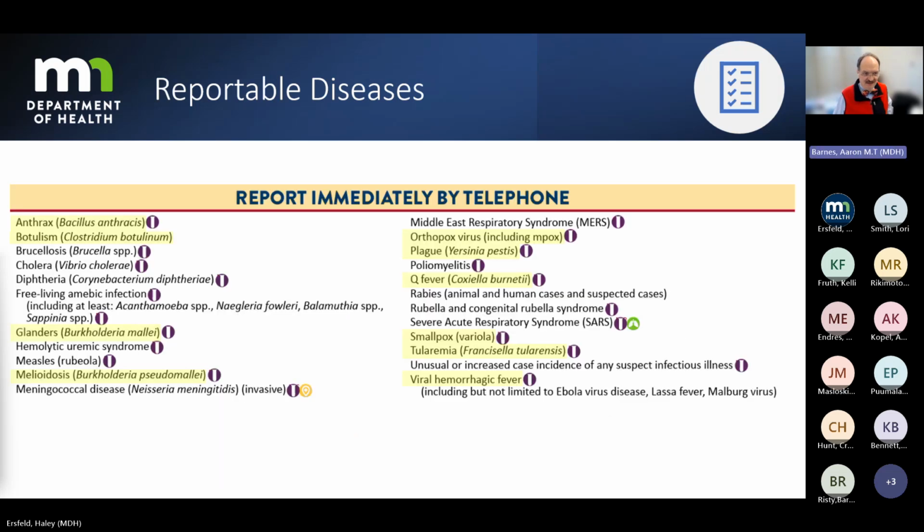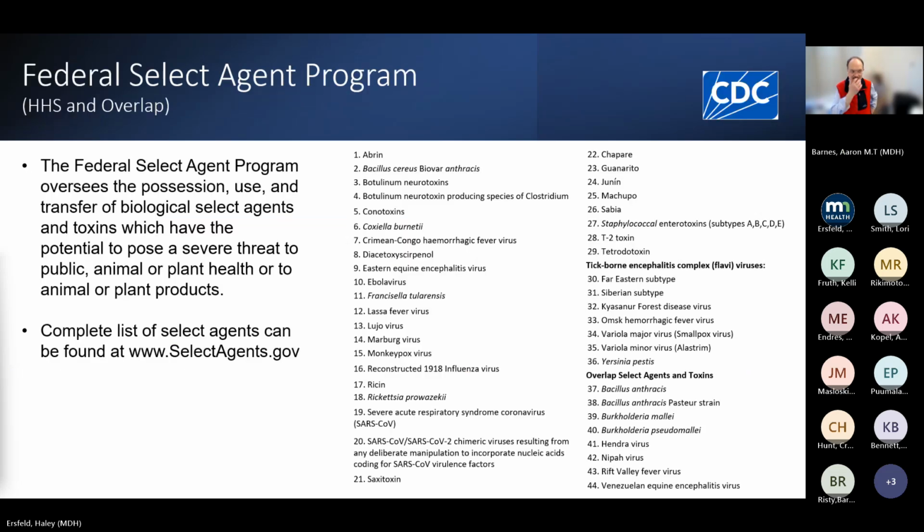And these are all the reportable immediately by telephone. Everything that's in yellow is a select agent. So those have additional reporting requirements. There's going to be additional forms if those are positive. Yeah, let's go ahead and go to the next slide.